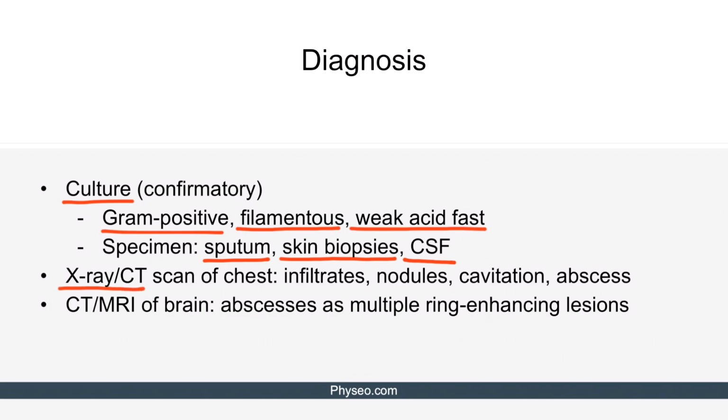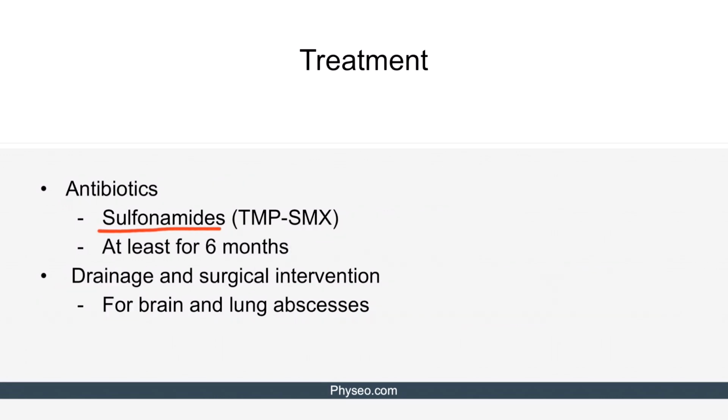An X-ray or CT scan of the chest can show infiltrates, nodules, cavitations, and abscesses. And a CT or an MRI of the brain may show abscesses that appear as multiple ring-enhancing lesions. Sulfonamides, particularly trimethoprim-sulfamethoxazole, are the standard treatment for nocardiosis. Treatment should be continued for at least 6 months. Brain and lung abscesses may require drainage and surgical intervention.